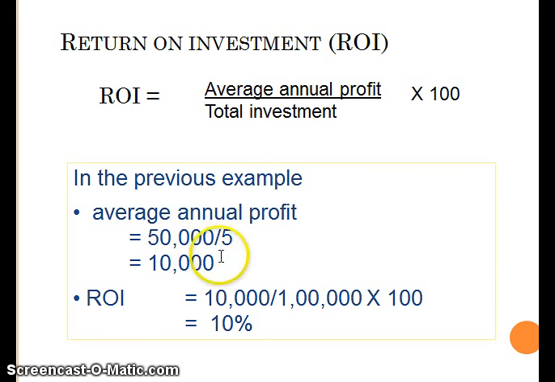So 50,000 divided by 5 will be the average annual profit, which is 10,000. And total investment is the initial investment at the year 0, which is 1 lakh. So 10,000 divided by 1 lakh into 100, which is 10%. So you need to select a project which has a greater return on investment.